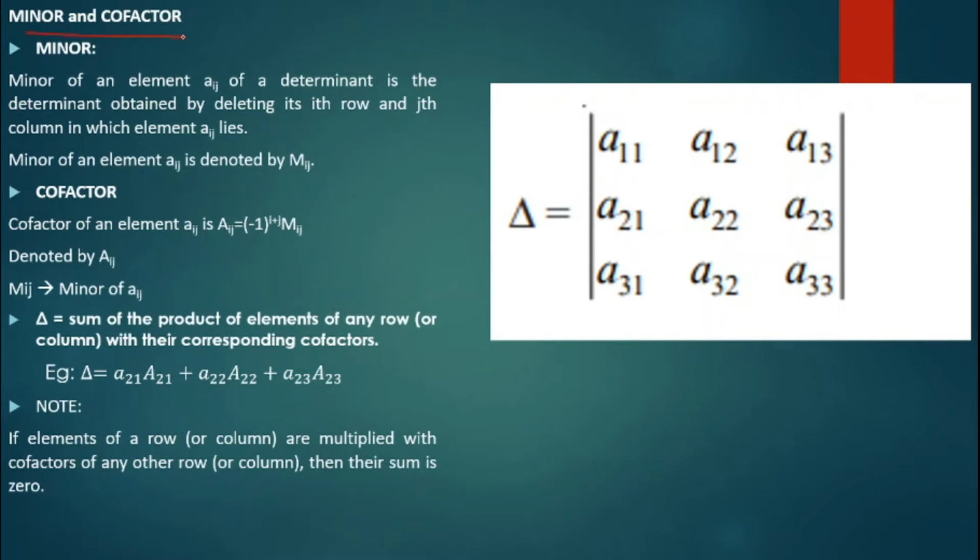Minors and cofactors. Let's start. Minor of an element ij: any element ij of a determinant, this whole determinant.